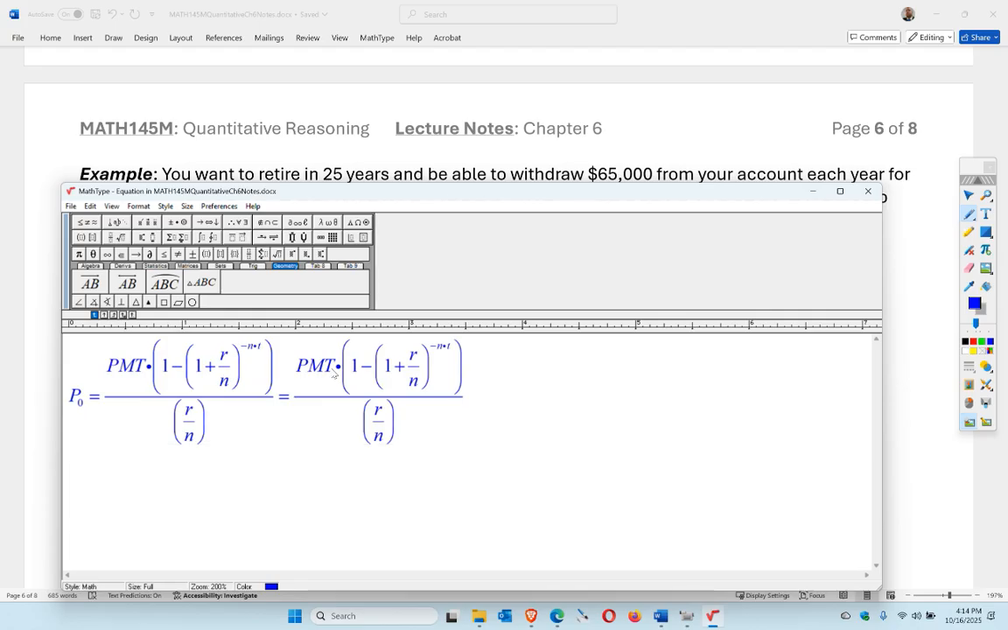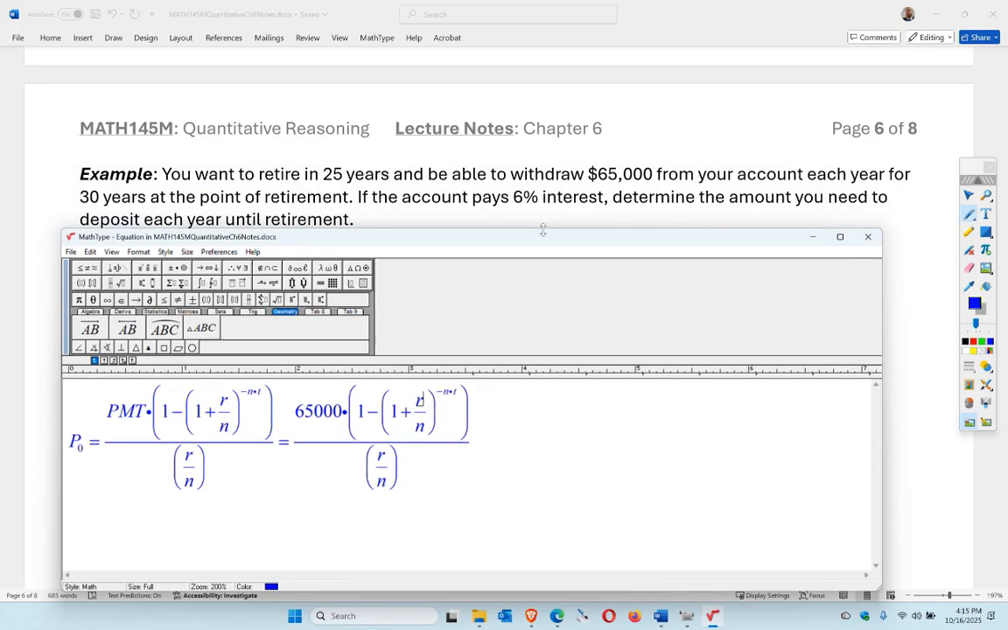Okay, so we want to draw a $65,000 payment, right? And then the interest rate on this account is 6%. And we're going to put a 1 because that's $65,000 a year, right? So 1. And we want to take it out for 30 years. I inflated my years. So I'm going to retire in 25 years, but I'm going to get paid for 30 years, right? So I'm actually going to get payments longer than I actually put money in, is what this is saying.